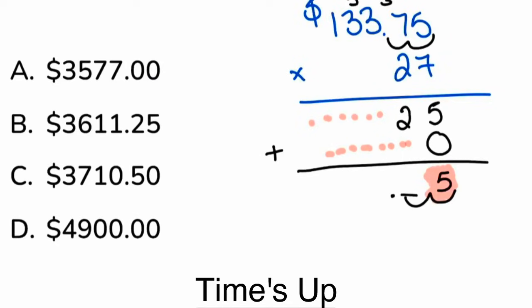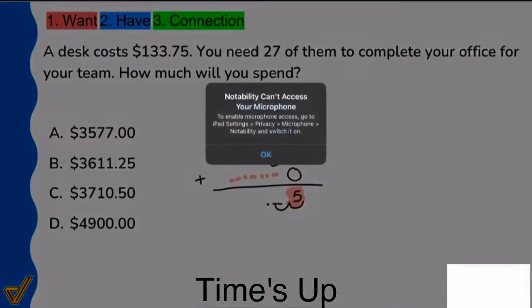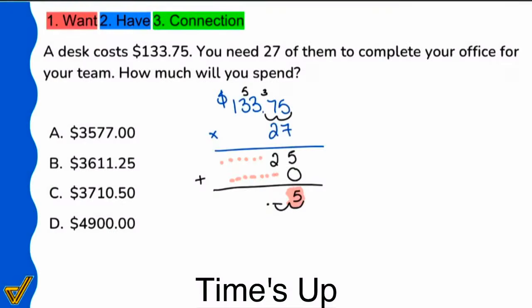So you actually didn't even need to complete the entire multiplication. If you knew what you needed to do, you could have gotten this one done without even putting your pencil to paper. You could have said, hey, this desk costs this much. You need 27 of them. How much are we going to spend?